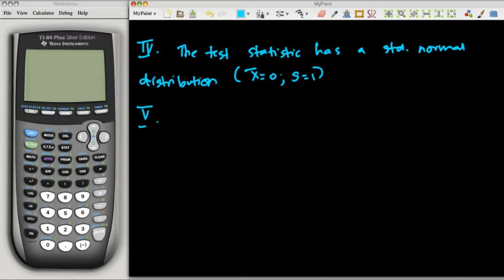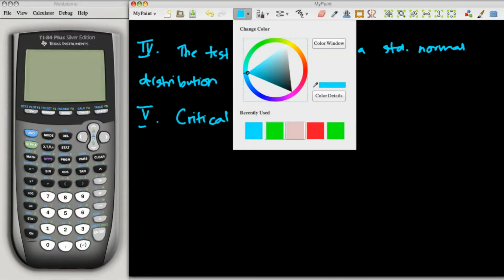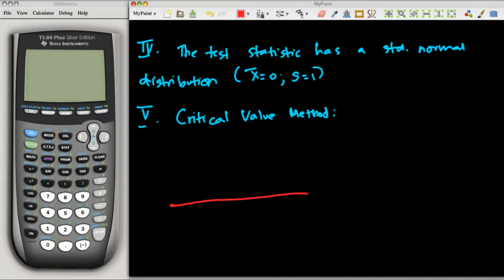The next step is to find a conclusion, and you can find a conclusion in one of two ways. The first approach is the critical value method, where we find a critical value and compare the test statistic to the critical value. Since the test statistic has a normal distribution, I'll go ahead and sketch that out. Since this is a left-tail test, the rejection region is on the left-hand side. The area of the rejection region would equal the value of alpha that we set in the beginning of the test, which in this problem is 0.15.